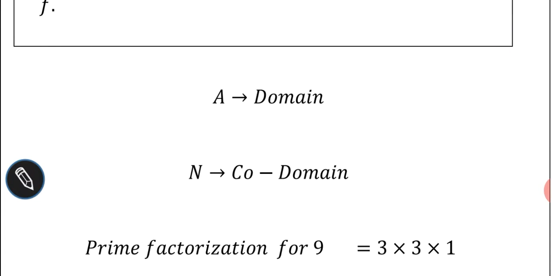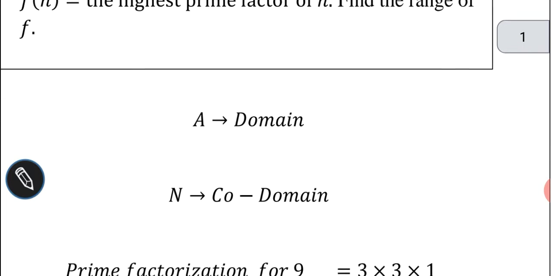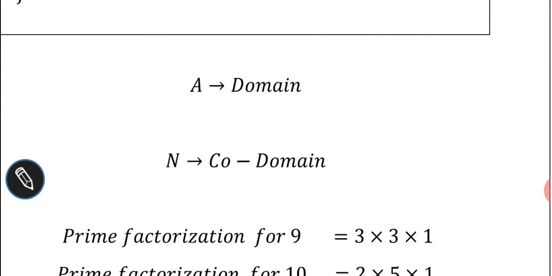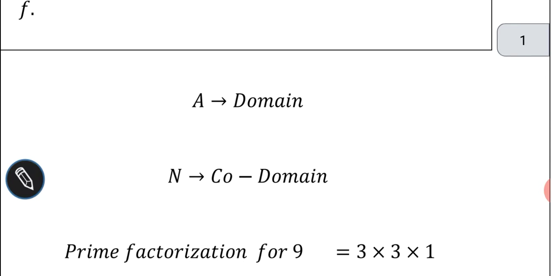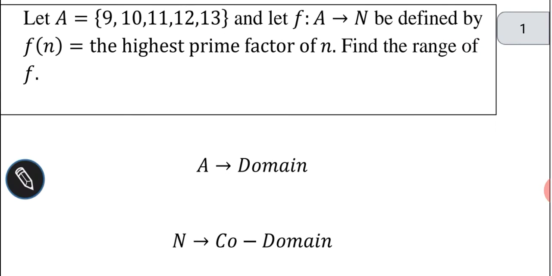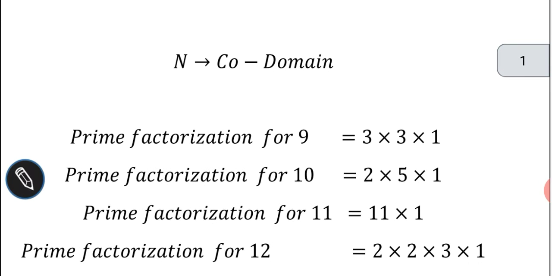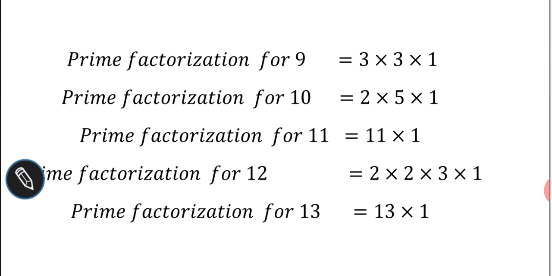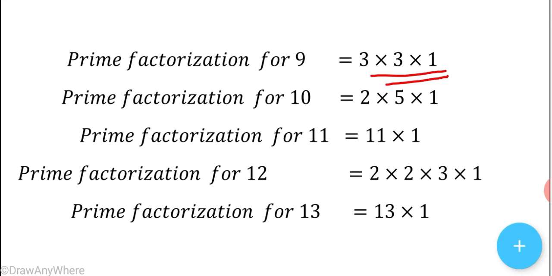To find the highest prime factor, we have to prime factorize the given numbers. The numbers are 9, 10, 11, 12, 13. The initial step is to find the prime factors of the corresponding elements. For 9: 9 is divisible by 3, and 3 threes are 9, so 3 into 3 into 1.